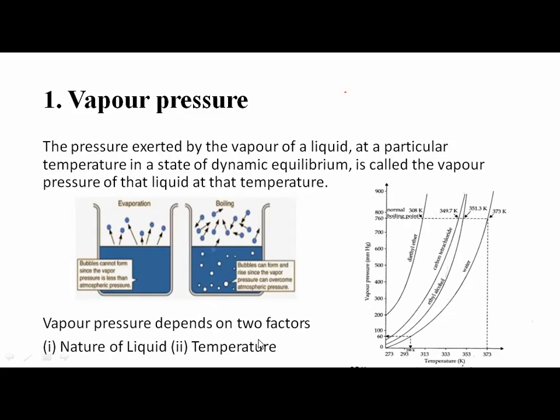It does not depend upon the quantity of the liquid. I cannot say that if I take 1 liter of liquid or 10 liters of liquid, in the case of 10 liters there is more vapor pressure. No, it does not depend upon the quantity. It depends upon the nature and temperature. Therefore, I call vapor pressure an intensive property. Intensive property means it does not depend upon the quantity of the liquid.